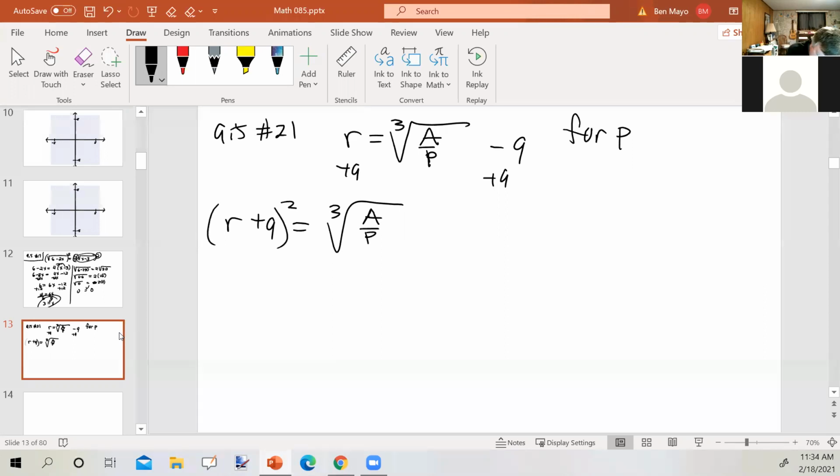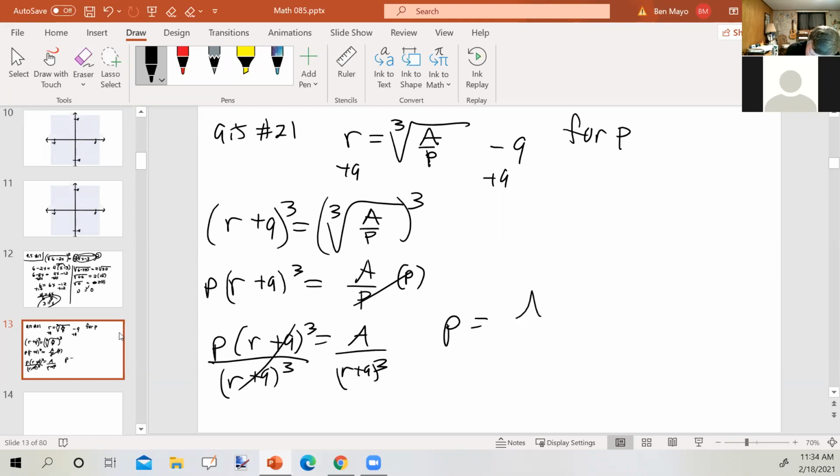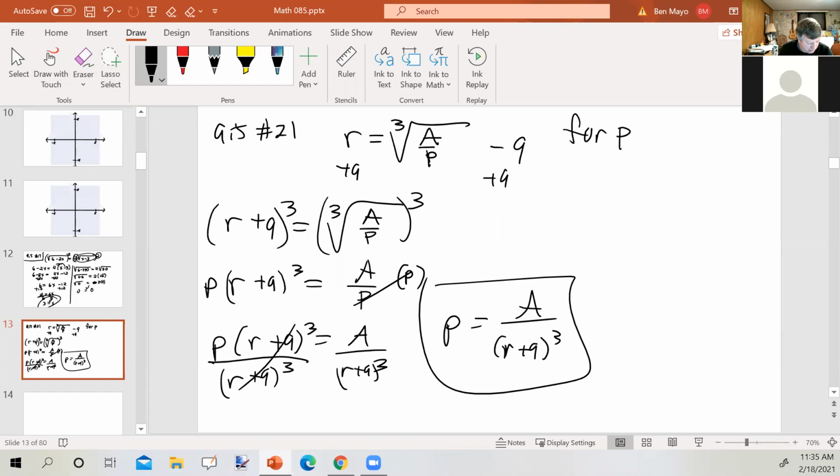The next thing I'm going to do is cube both sides. So I get r plus 9, the quantity cubed, equals a over p. We're solving for p, so I'm going to multiply both sides by p. I get p times the quantity r plus 9 cubed equals a. Then I'm going to divide both sides by r plus 9 cubed. So p equals a divided by r plus 9 cubed. And the person who did this, you had a times the quantity r plus 9 to the third power. So you were close, but just that last step perhaps. Okay, that's 21. We're moving on to number 24. We good to go on?